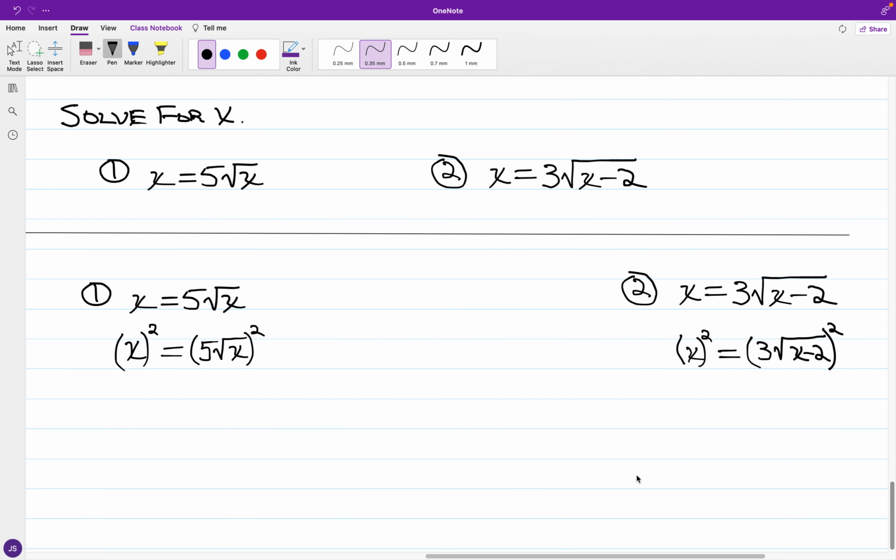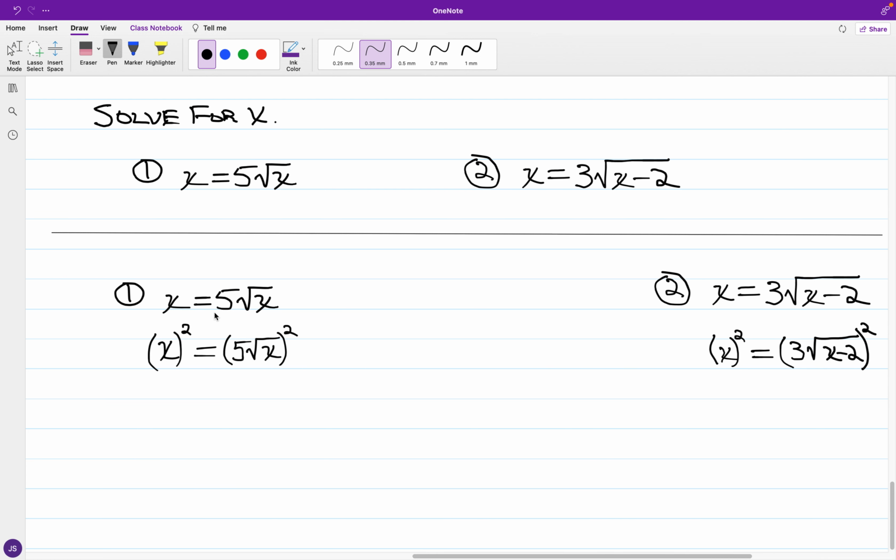And for the case of the first equation, upon squaring both sides, here I'm going from x to x squared, and the square of 5 times the square root of x will become 25x. So I have x squared is equal to 25x, and if I rewrite this quadratic equation in standard form, we have x squared minus 25x is equal to 0.